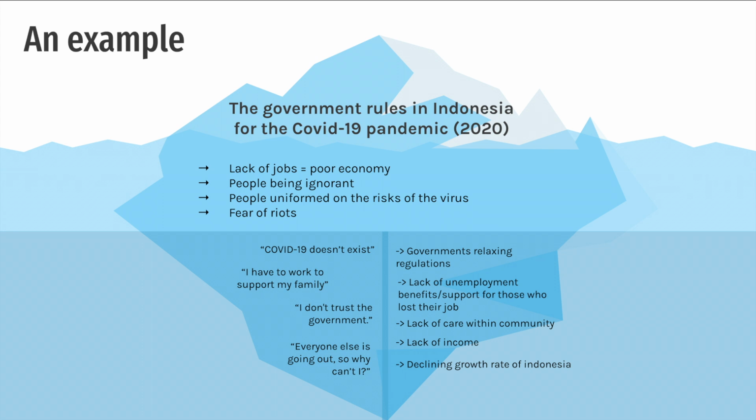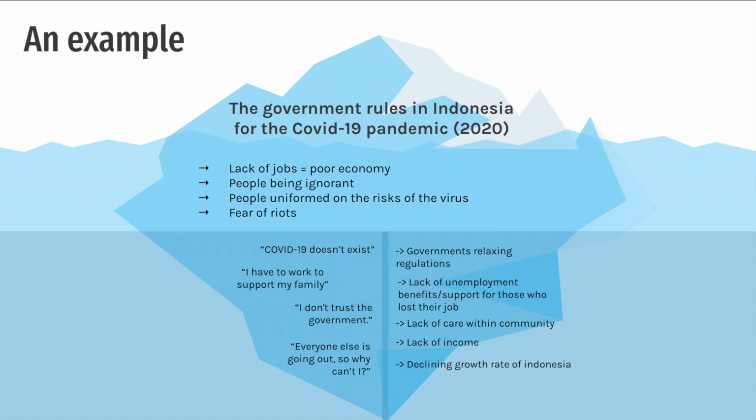From the perspective of different people, a lot of mental models and opinions can be connected to the rules during the pandemic. This could come in the form of: COVID-19 doesn't exist, or I have to work to support my family, I don't trust the government, everyone else is going out, so why can't I?